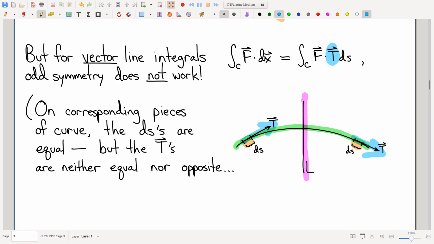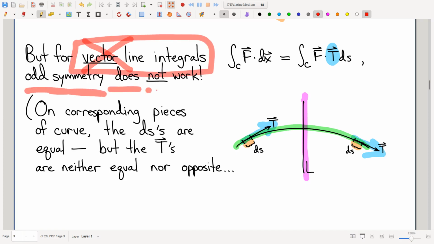Sorry to be the bearer of bad news. Anyway, again, extra important, make sure you don't try to use odd symmetry for vector line integrals. It does not work.